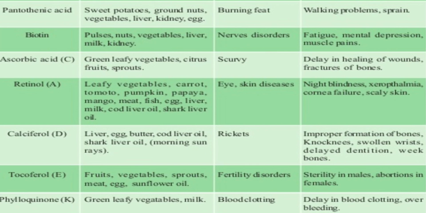The next is vitamin A, that is retinol. So what are the sources of this vitamin? Leafy vegetables, carrot, tomato, pumpkin, papaya, mango, meat, fish, egg, liver, milk, cod liver oil, shark liver oil. These are all the different sources. So what are the diseases caused due to deficiency of vitamin A? Eye and skin diseases. That is night blindness, color blindness. These are the diseases caused due to vitamin A deficiency.